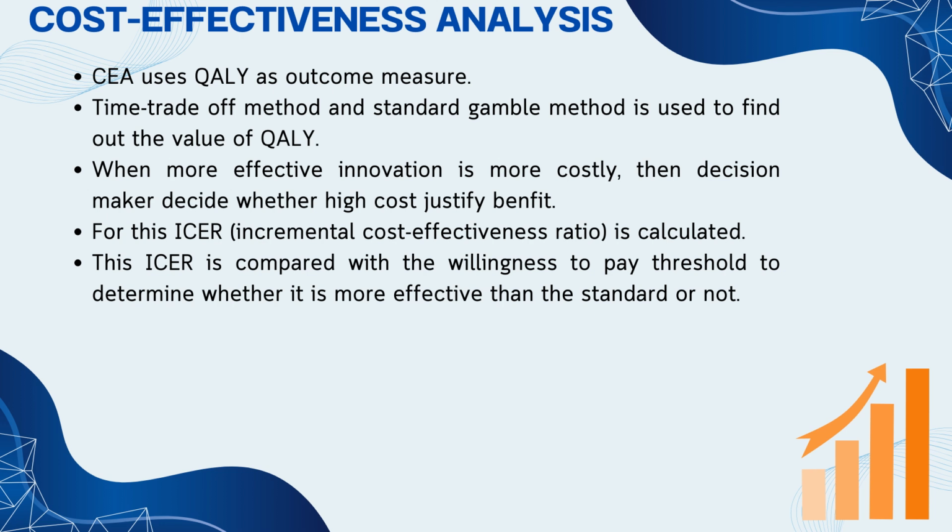Now imagine a new cancer drug. It extends life by 6 months but costs $1 lakh more than the current option. The ICER, or incremental cost effectiveness ratio, helps us judge if the benefit justifies the cost. This ICER, we have studied in the previous video. This ICER is then compared against the willingness to pay threshold, basically how much society is willing to pay for one QALY. If the ICER is lower than that threshold, the treatment is considered cost effective.